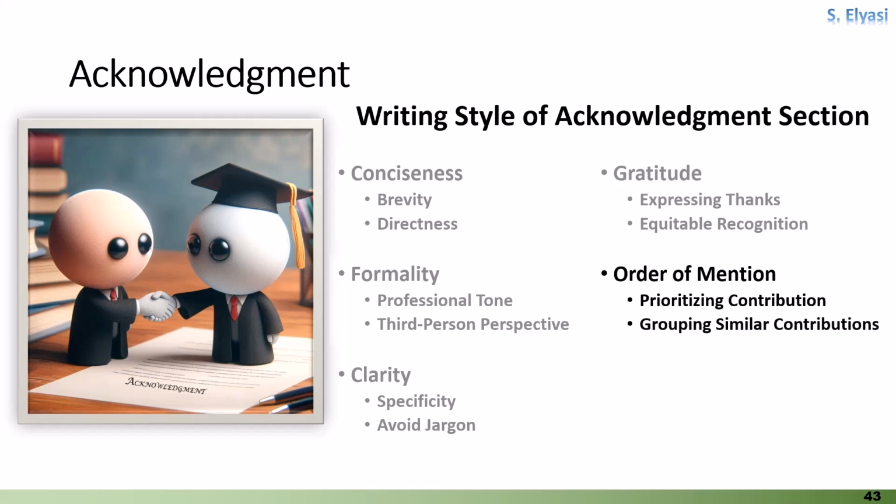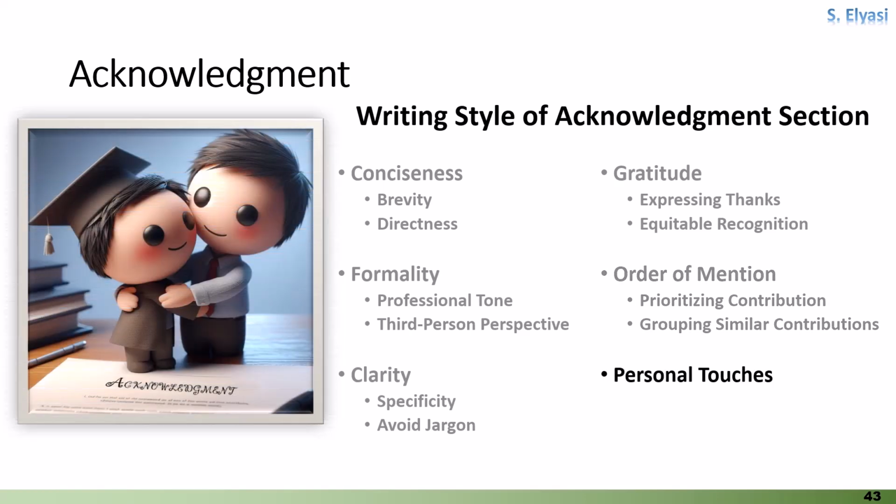Grouping similar contributions. Similar types of support or contributors can be grouped together to streamline the section. For instance, all funding sources can be mentioned in one sentence and all technical assistance in another. Personal touches. Personal thanks. Occasionally, authors may include personal thanks to family members or friends who supported them emotionally or in non-academic capacities during the research. This should be done sparingly and kept separate from professional acknowledgments.